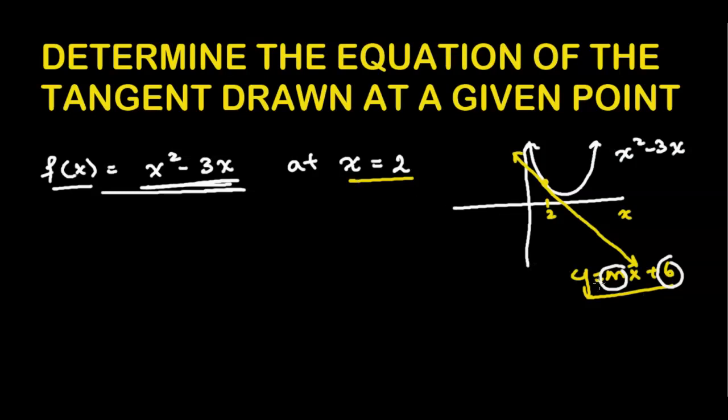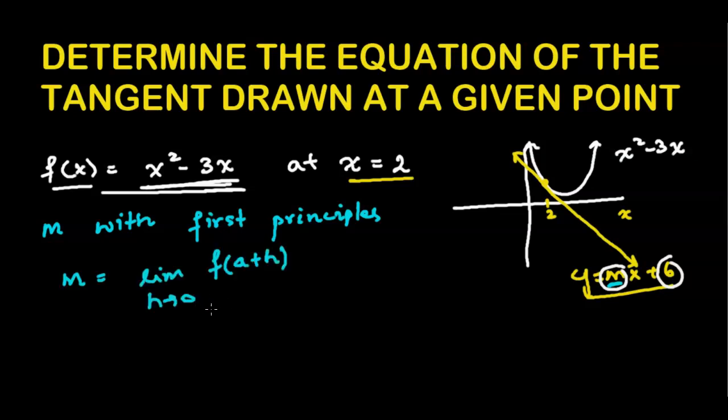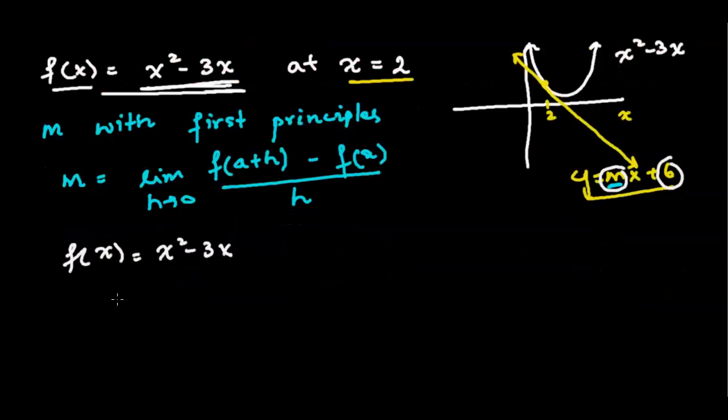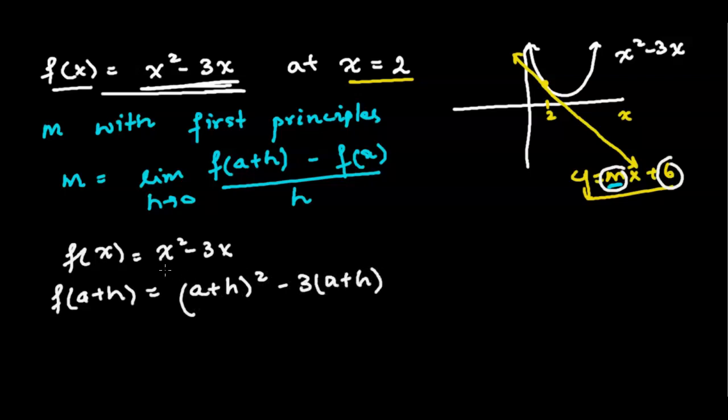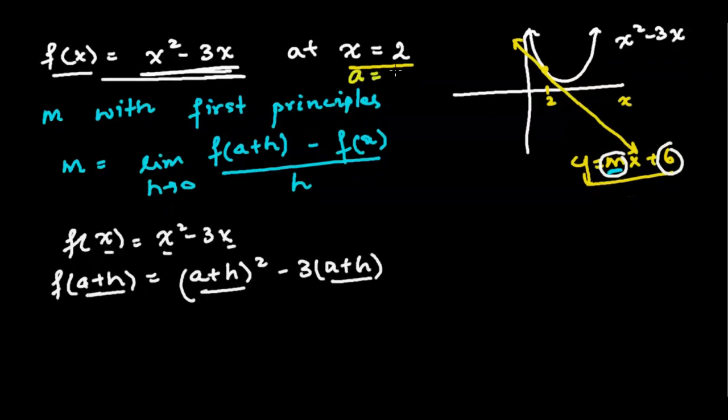The first step towards solving this is to find the slope m, and the process we will be using here is to find m with the help of first principles method, or that is also called finding m with the formula called difference quotient. Difference quotient looks like limit h approaches 0, f of a plus h minus f of a, the whole thing divided by h. As we are given f of x is x squared minus 3x, therefore f of a plus h will be equal to (a plus h) squared minus 3 times (a plus h). That is, wherever we see an x, we will substitute a plus h for that. A is nothing but the point at which we are finding the slope, and in this case it is 2.